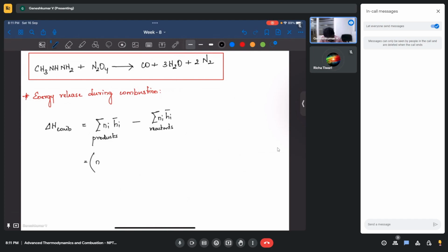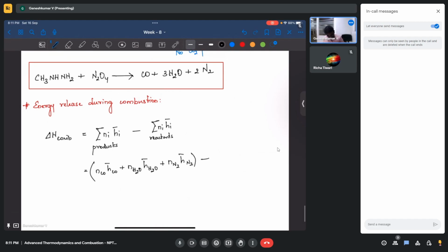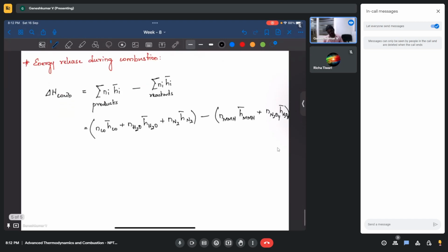This can be written as N of CO times H bar of CO plus N of H2O times H bar of H2O plus N of N2 times H bar of N2, right? The reactants, which is N of the fuel times H bar of the fuel, plus N of the oxidizer, and so on.